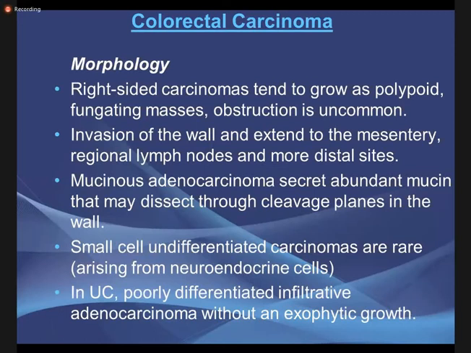Right-sided carcinomas tend to grow as polypoidal, fungating masses, and obstruction is uncommon. They invade the wall, as I have told you, in the different layers of the colon like submucosa, muscularis, serosa, and extend to the mesentery, regional lymph nodes, and more distant sites. Mucinous adenocarcinomas secrete abundant mucin that may dissect, and small cell undifferentiated carcinomas are rare, arising from the neuroendocrine cell. In ulcerative colitis, there is poorly differentiated infiltrative adenocarcinoma without an exophytic growth.